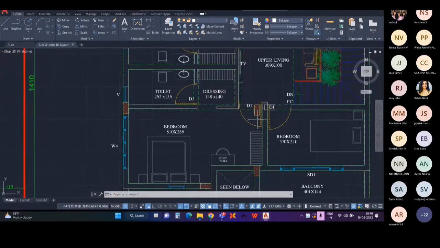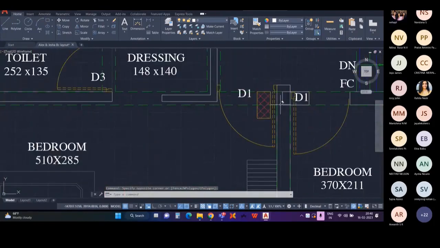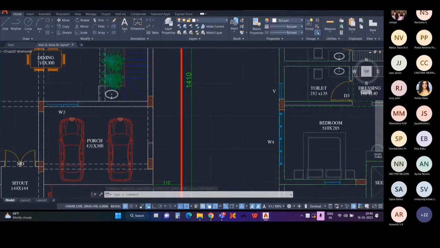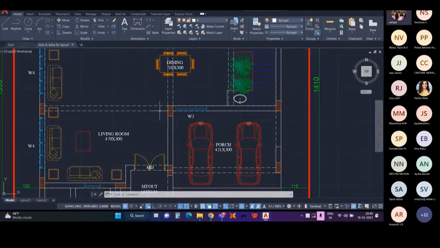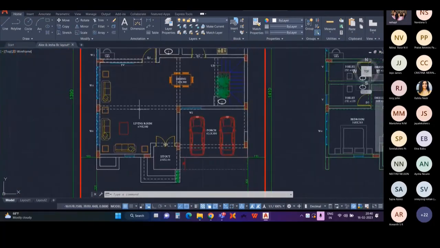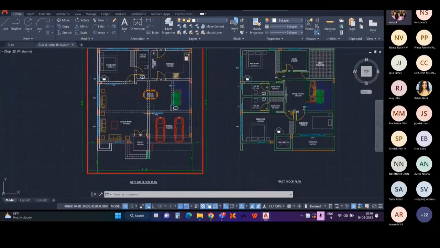So let's try to shift this column. If we shift this column towards the right, in the ground floor it will be coming in the parking area, isn't it? The projection will be coming in the parking area. And if we shift this column to the left, it will be coming in the living room in the ground floor. So we cannot shift this column towards right or towards left.